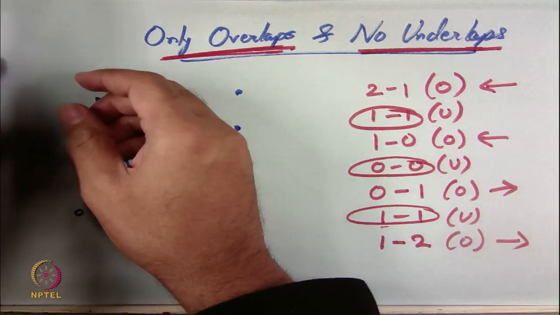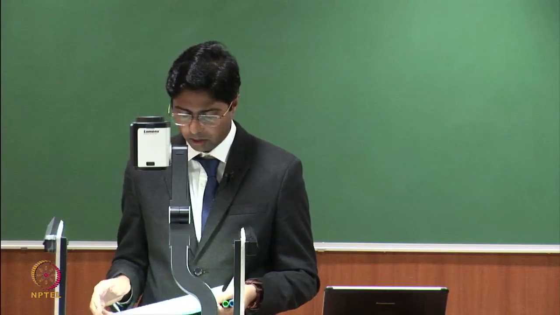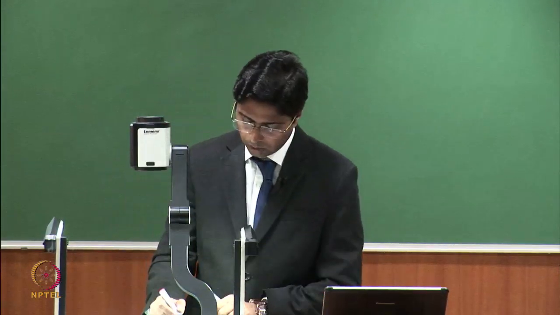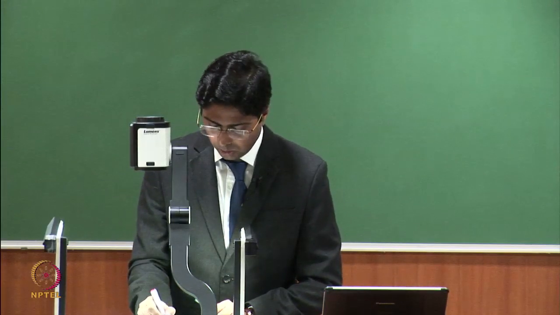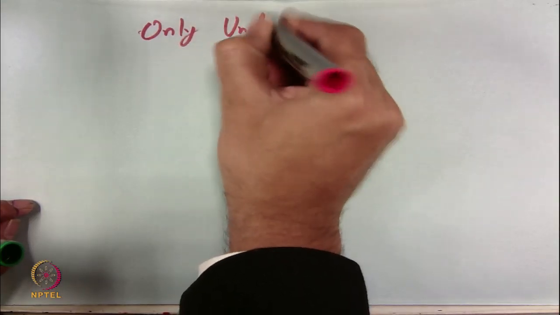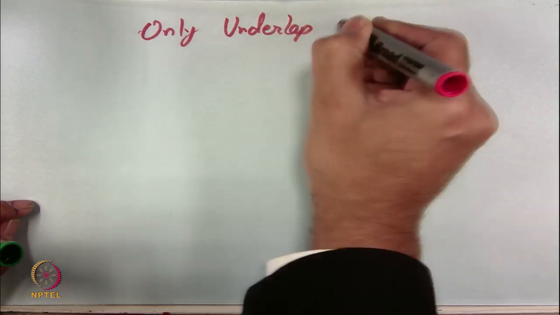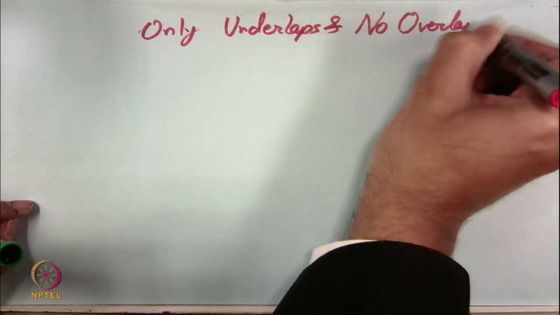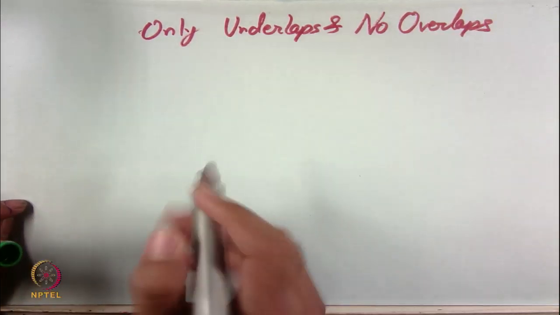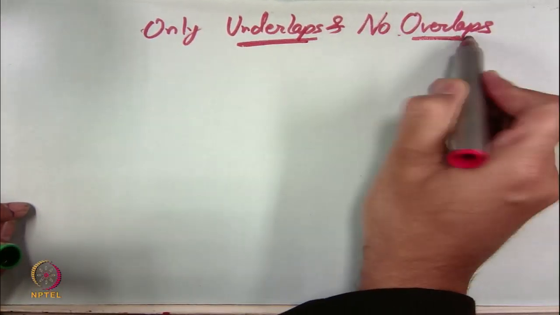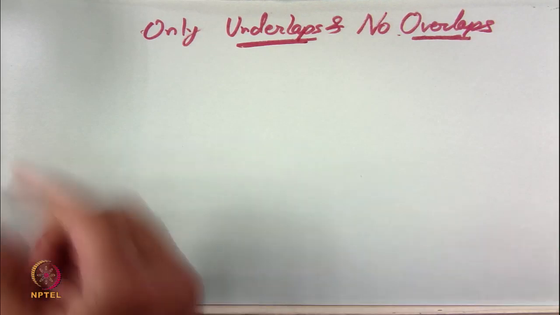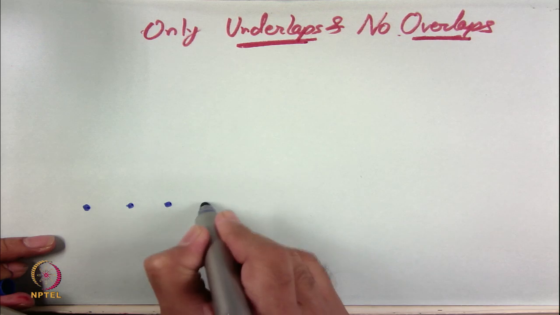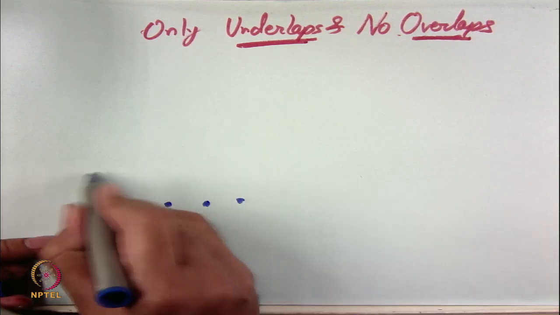So, this is the third condition, it will again create a different type of fabric structure. Now, the next thing is only underlaps and no overlaps. Only underlaps and no overlaps. So, let me give you an example how there will be only underlaps and no overlaps.